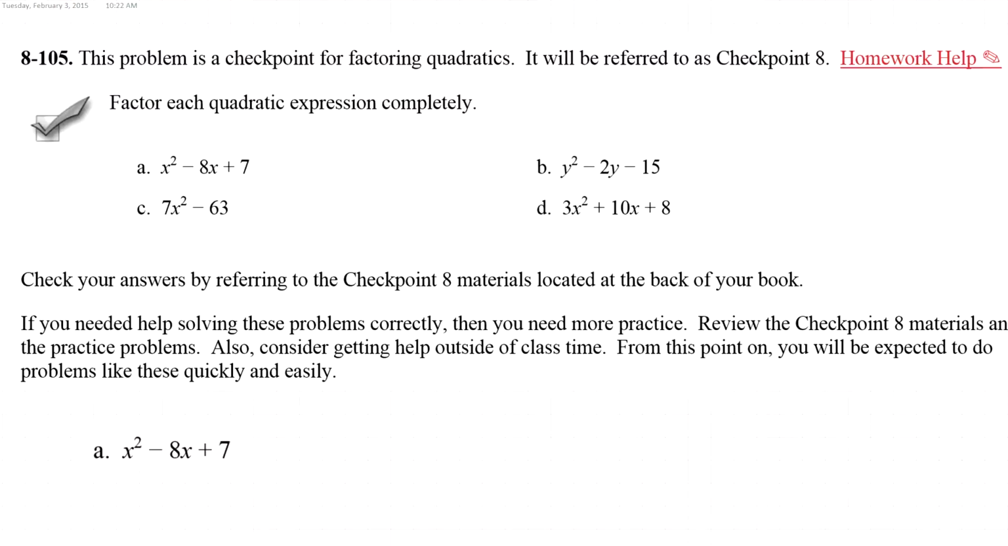Okay, so 8105, this problem is a checkpoint for factoring quadratics. It will be referred to as checkpoint 8. Remember, when we do these checkpoints, there's a little piece here. It says if you need help solving these problems correctly, then you need more practice. Review the checkpoint 8 materials and practice problems. Also consider getting help outside of class time.